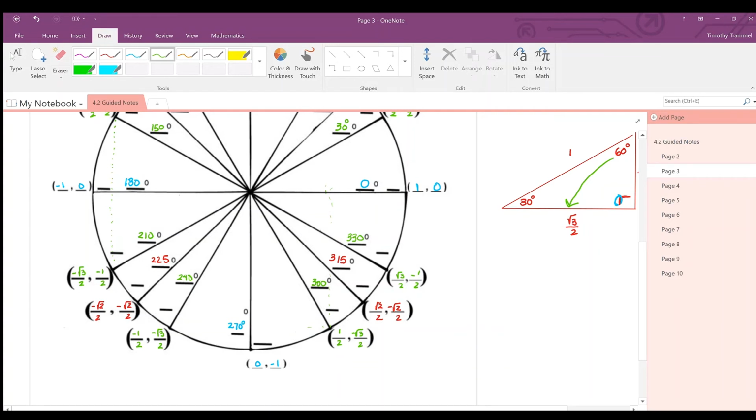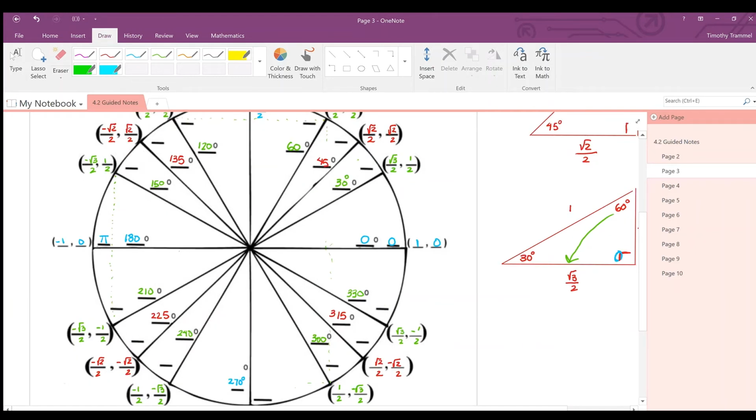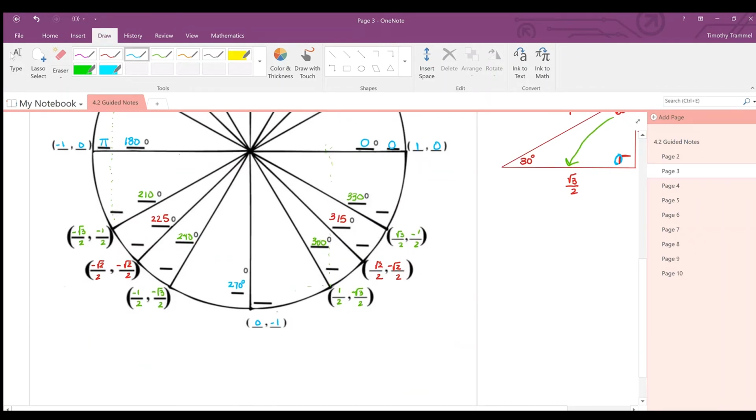Okay. Now, I did leave out the radian measures. Let's go ahead and fill those in. Let's do the blue ones first. Those were the easy ones again. Okay. So if we're at 0 degrees, we're also at 0 radians. Then if we're at 90 degrees, remember this is pi over 2. A half of a revolution is pi radians. 3/4 is 3 pi over 2.